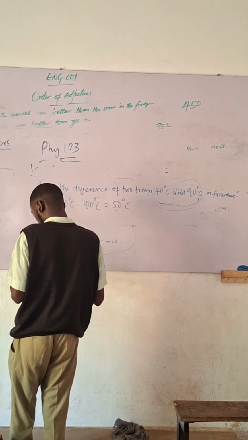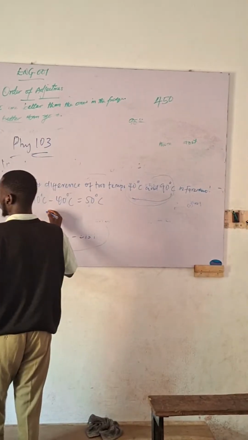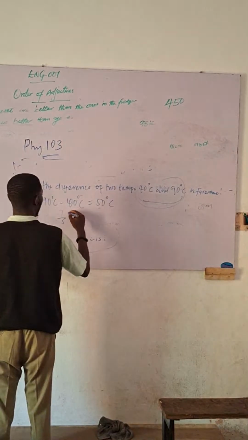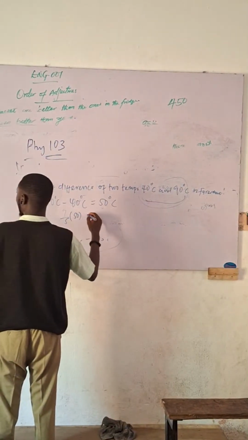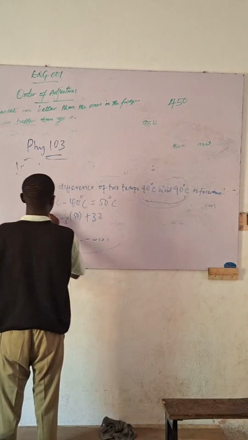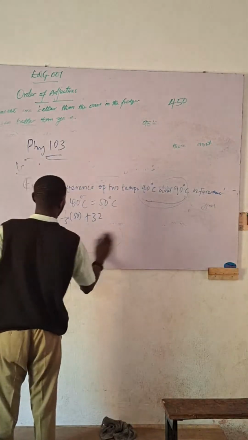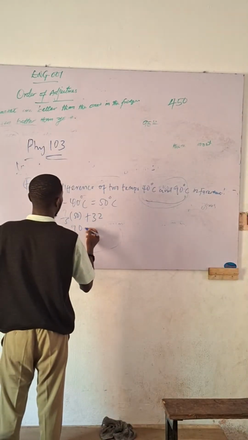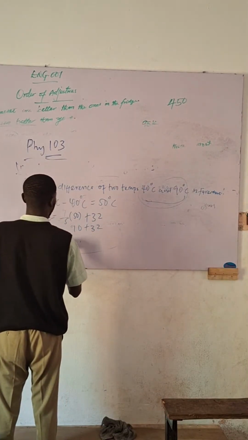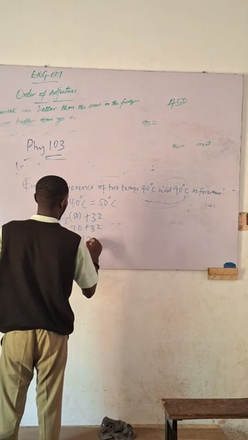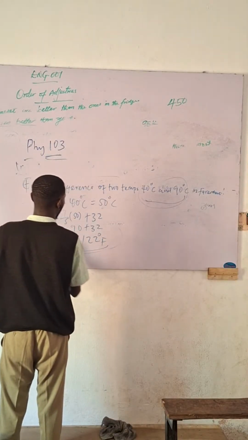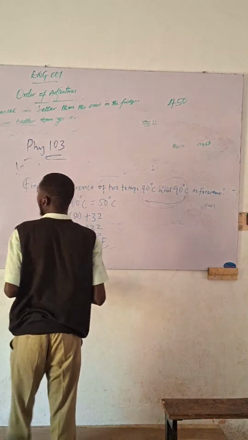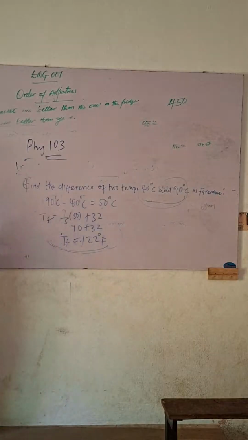So the question says, find the difference of two temperatures, 40 degrees C and 90 degrees C, in Fahrenheit. So it is called change in temperature, so the difference. So he has gotten the temperature in degrees Celsius now, which is the change in temperature. Then that has been converted to Fahrenheit.